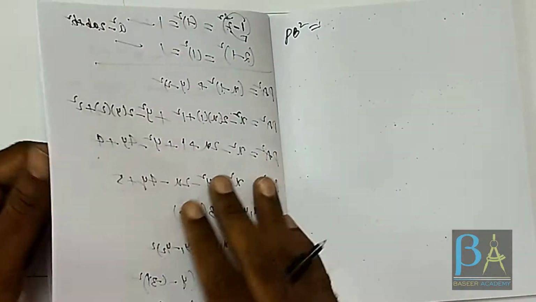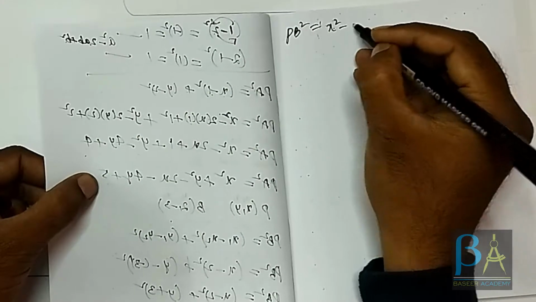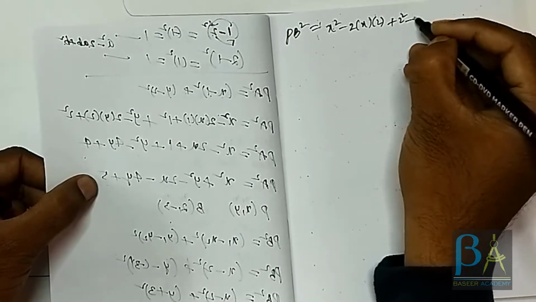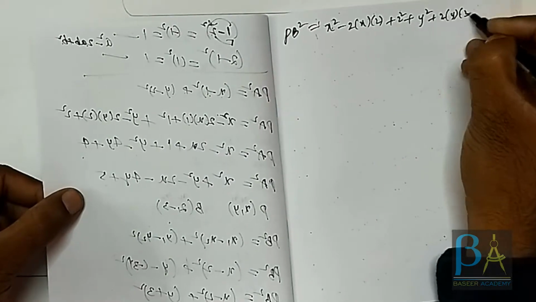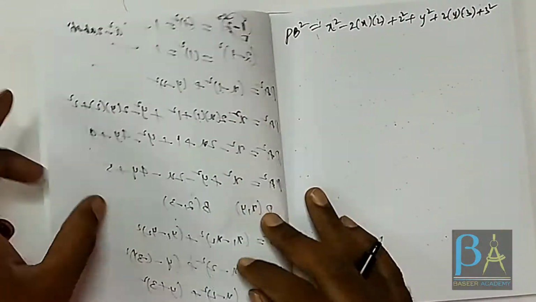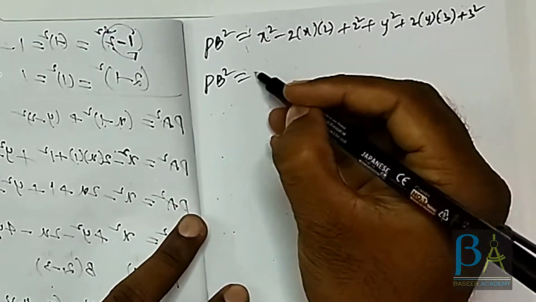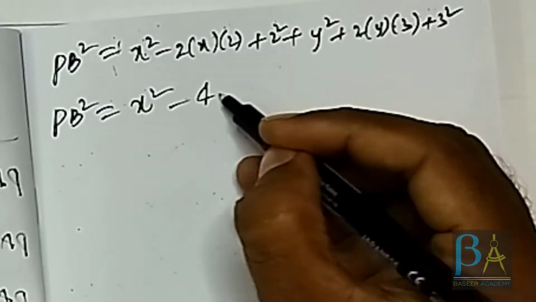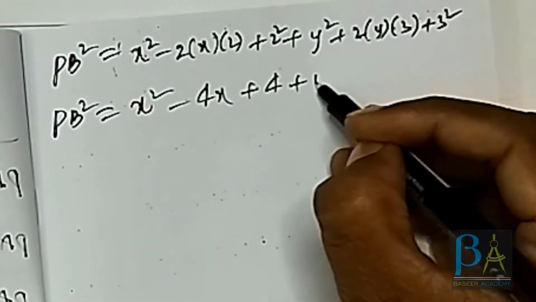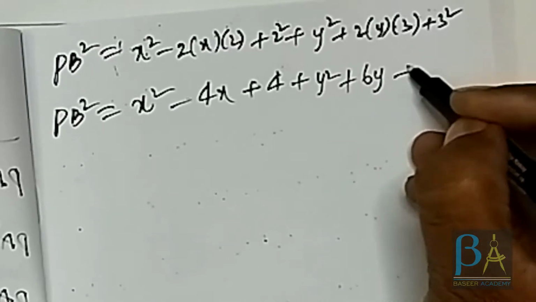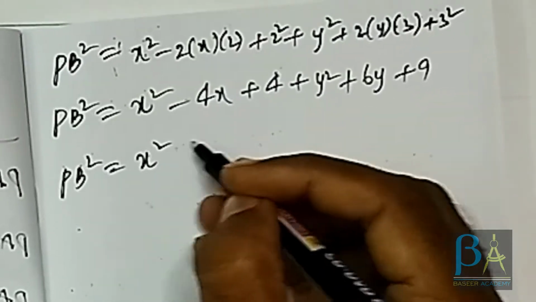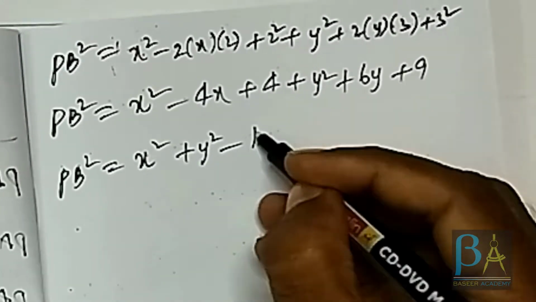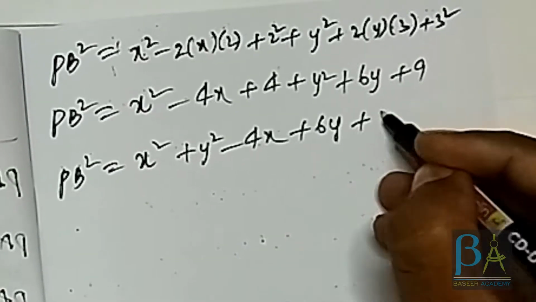So what is PB square going to be? PB square is going to be x square minus 2ab plus b square. I just expanded this using a minus b whole square formula, and I'm going to expand this using a plus b whole square formula. A square plus 2ab plus b square, isn't it? Now PB square is going to be x square minus 2 into 2 is 4, 4 into x is 4x, 2 square is 2 into 2 which is 4, and then 2 into 3 is 6, 6 into y is 6y, 3 square is 3 into 3 which is 9. So PB square is going to be x square plus y square minus 4x plus 6y plus 13.